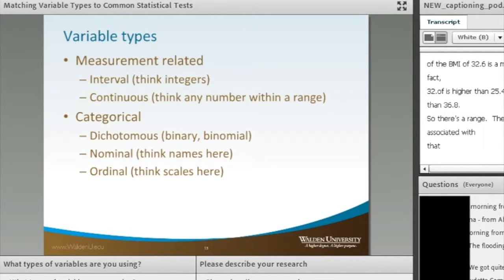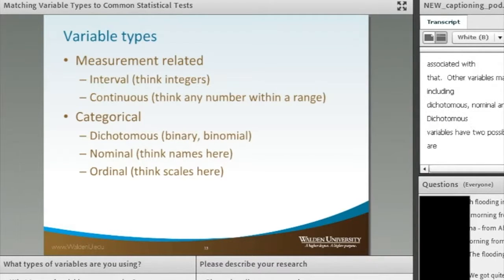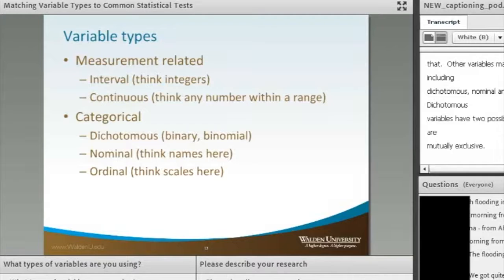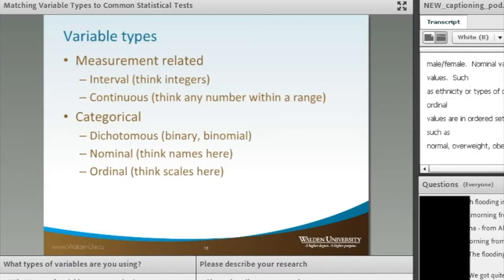Other variables may be categorical, including dichotomous, nominal, and ordinal values. Dichotomous variables have two possible responses that are mutually exclusive. So yes, no, true, false, male, female. Nominal values are named values, such as ethnicity or the types of disease, while ordinal values are in ordered sets that are assigned a rank, such as normal, overweight, obese, or mild, moderate, and severe.